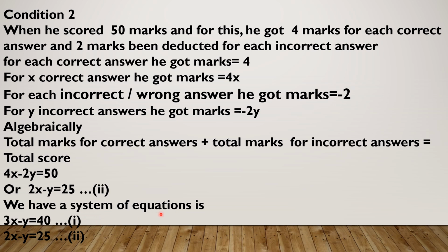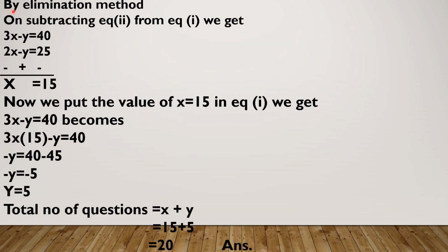So after solving the previous conditions and writing in algebraic form, we have a system of equations: 3x minus y equals 40, which we have considered as equation number first, and 2x minus y equals 25, which we have considered as equation number second. So by the elimination method, on subtracting equation number second from equation number first, our equation number first is 3x minus y equals 40, and equation number second is 2x minus y equals 25.